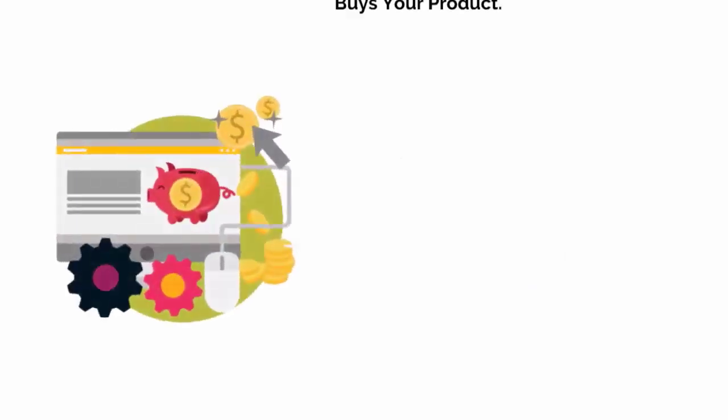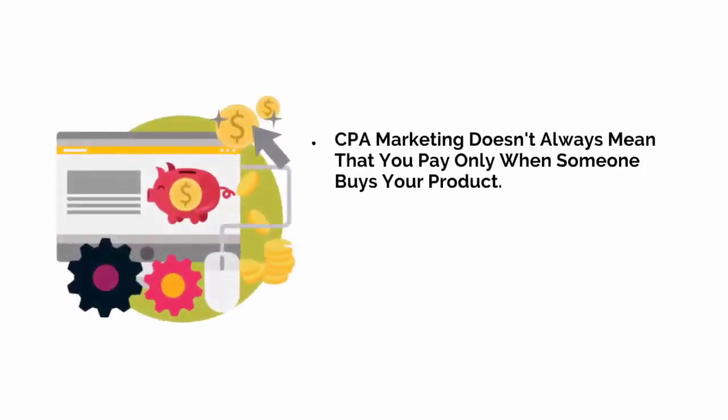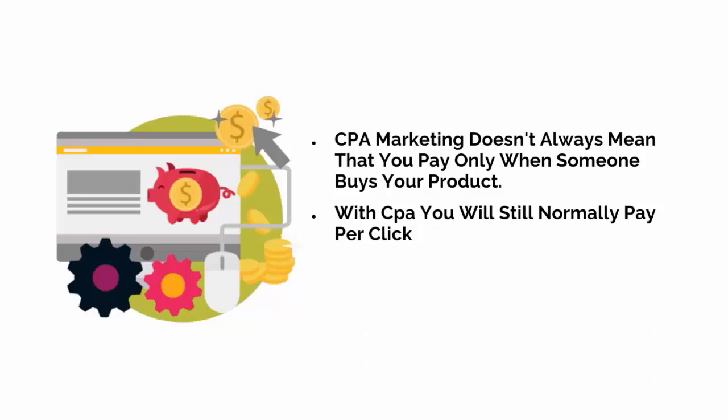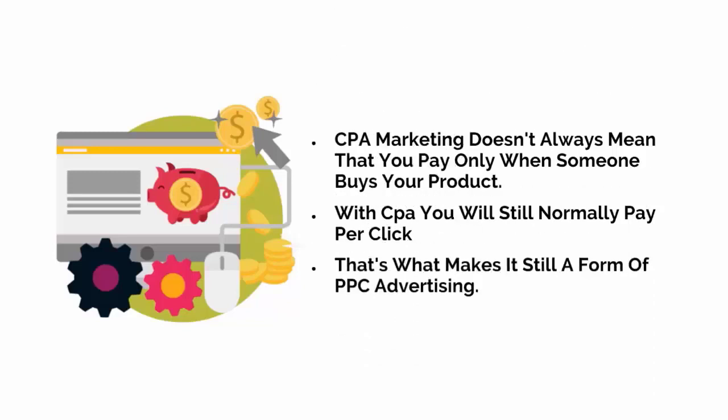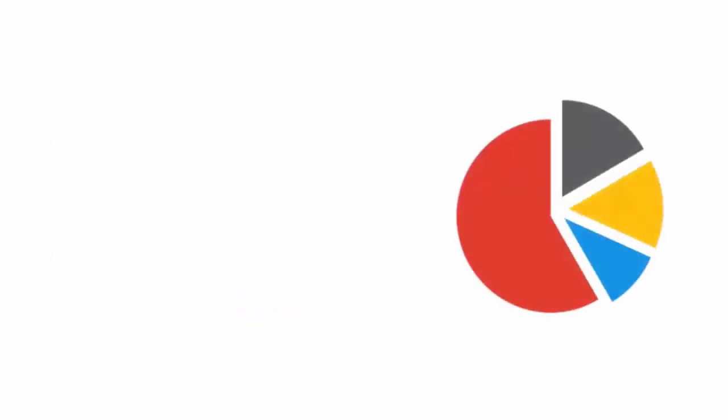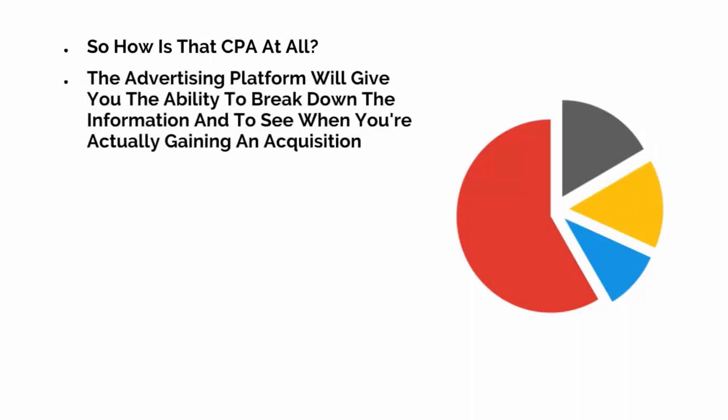Now, here's the thing. CPA marketing doesn't always mean that you pay only when someone buys your product. In fact, that's relatively rare. Instead, with CPA, you will still normally pay per click. That's what makes this still a form of PPC advertising, other than the simple fact that the two are very similar and it's convenient to describe them with the same term. So if you're paying per click, how is that CPA at all? Well, basically, the advertising platform will give you the ability to break down the information and to see when you're actually gaining an acquisition.